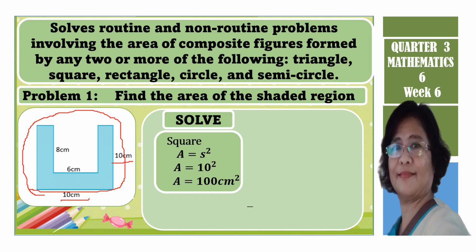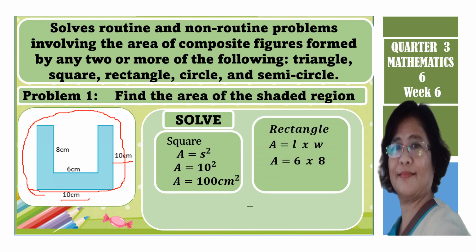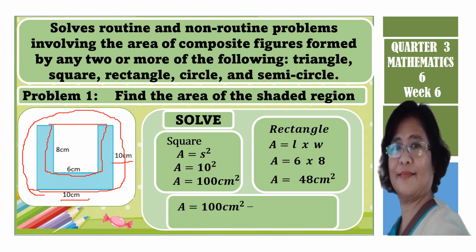Now let us go to the rectangle. So the rectangle here is this figure. From this figure up to this is the rectangle. So the length is 6 and the width is 8. Substitute. 6 times 8 is equal to 48 cm square.